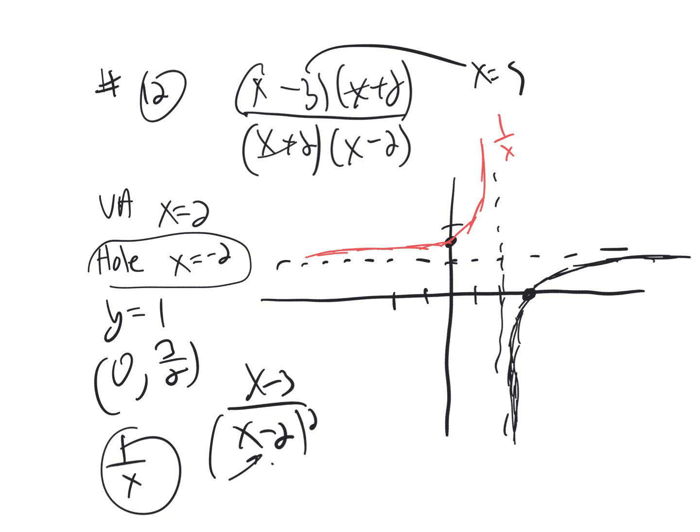The next problem is going to have a situation where this graph is going to head in the same direction around a vertical asymptote.